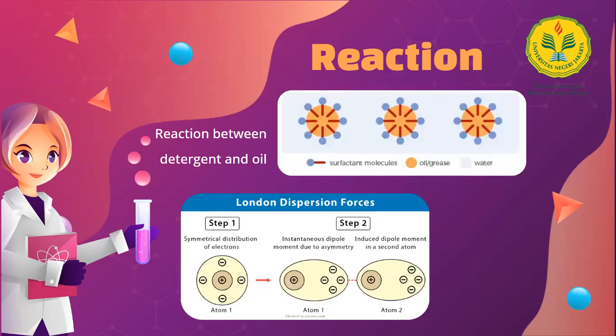When the detergent molecule and oil molecule are close to each other, there will be an interaction between them. It's London dispersion force. London dispersion force is an attraction due to the constant motion of electrons and will cause temporary concentration of charge on one side of a molecule, like the left picture.